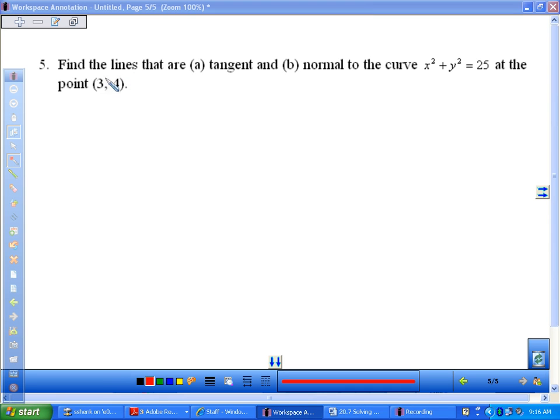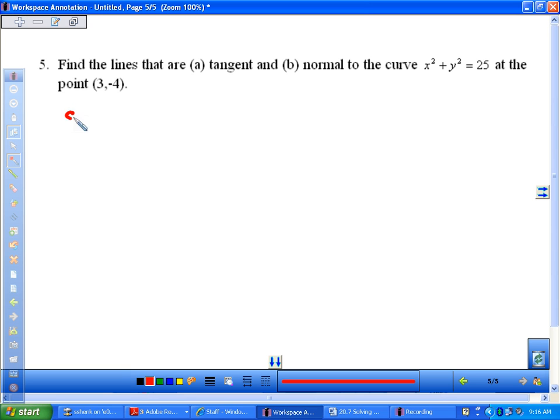Question number 5 on the quiz, we needed to find the lines that were both tangent and normal to the circle centered at 0 with a radius of 5 at this particular point, (3, -4). Okay. So to write the equation of a line, we need two things. We need a point. We have that point. We need a slope. So that's what we need to find.